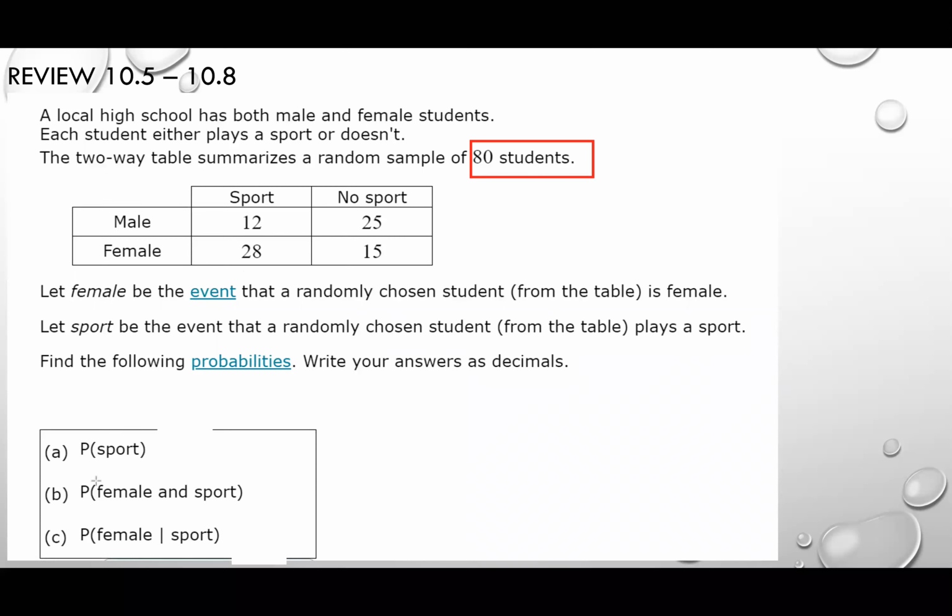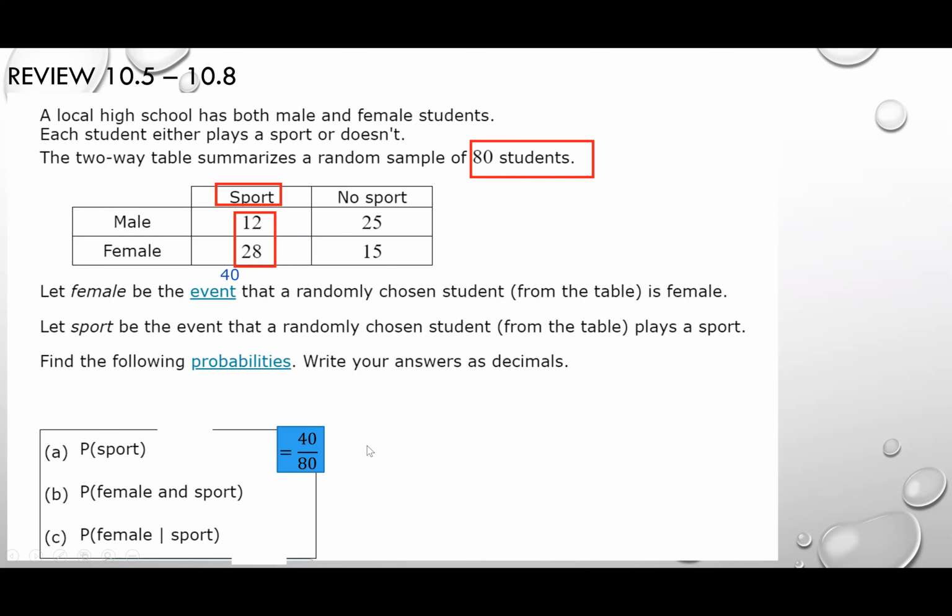So they ask, what is the probability of sport? This is my sport. If I add this together, do you agree that 12 plus 28, the total is 40? So there are 40 students who play sport. So what is the probability of sport? All I have is 40 who play sport divided by the total, which is 80, and that will give me 0.5, right? 50%, 50-50. 50 people don't play sport, 50 people play sport.